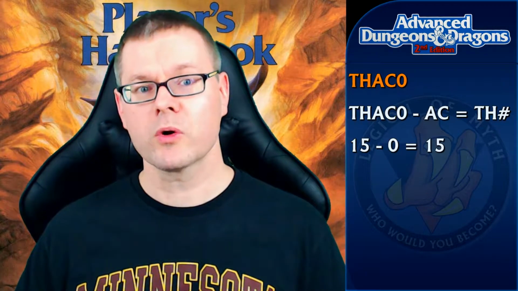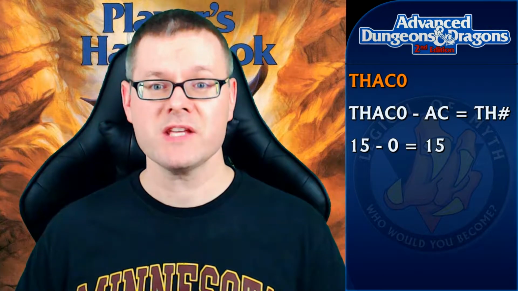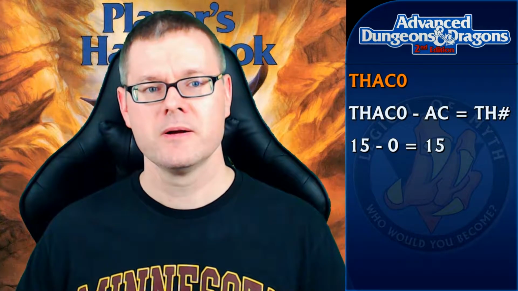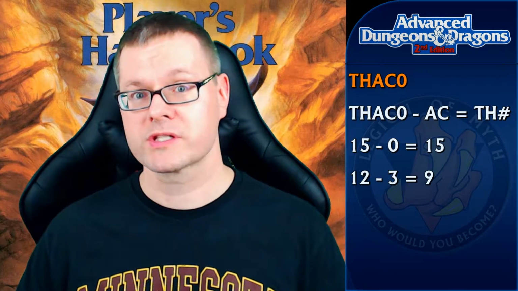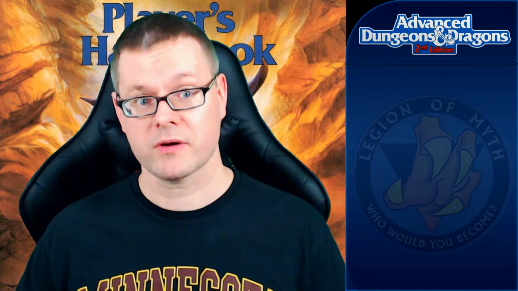If your character's THAC0 is 15, and the armor class of your character's target is 0, you will need to roll a 15 or higher to score a successful hit and do damage to the target. If your character's THAC0 is 12, and the armor class of your character's target is 3, you will need to roll a 9 or higher to score a successful hit and do damage.